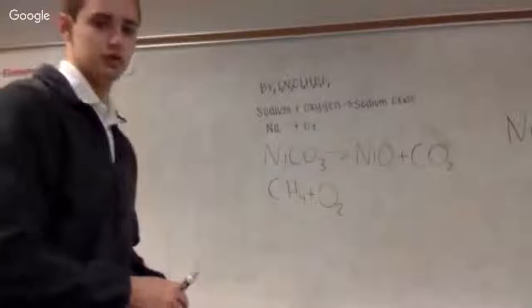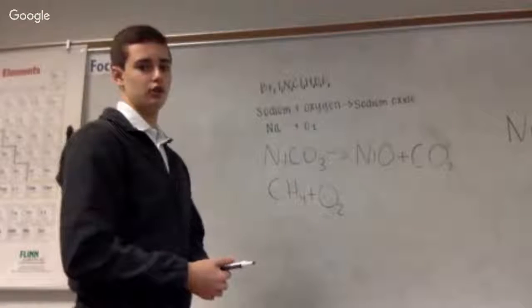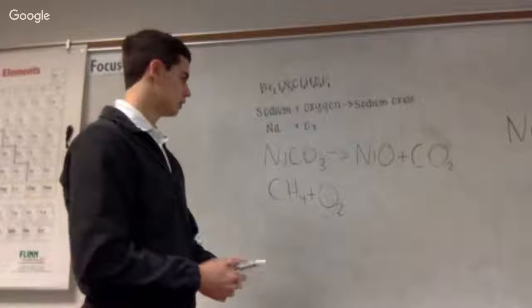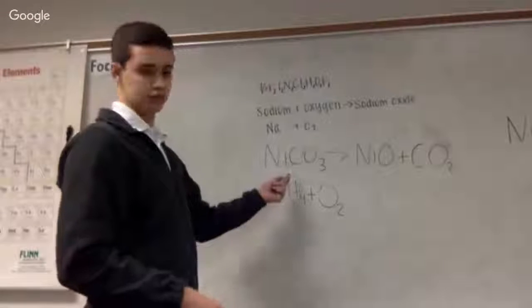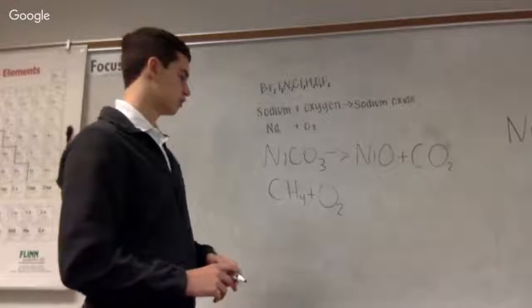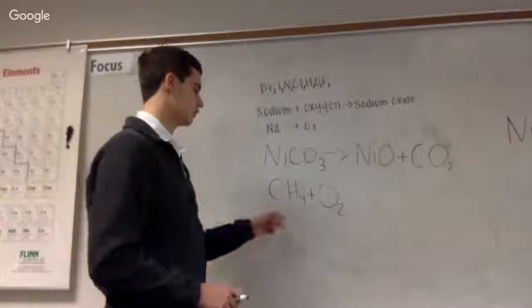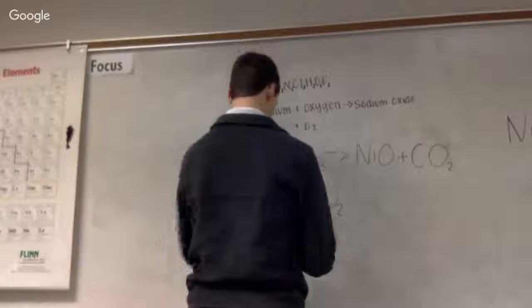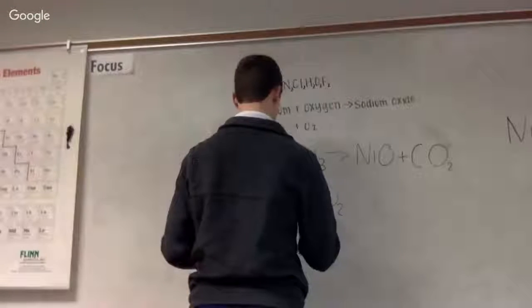Perfect. Okay. So I believe it wasn't CH. What was the first one? I think it was C4H10. The first one is C4H10 plus O2. So put a 4 subscript next to the carbon, and a 10 next to the hydrogen.